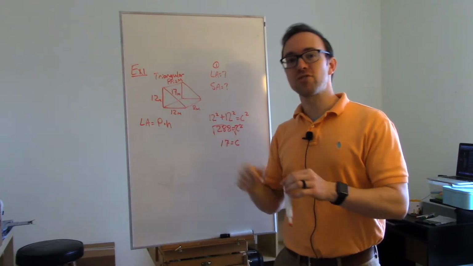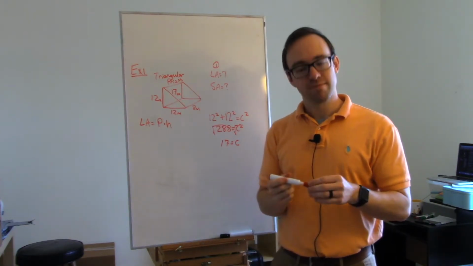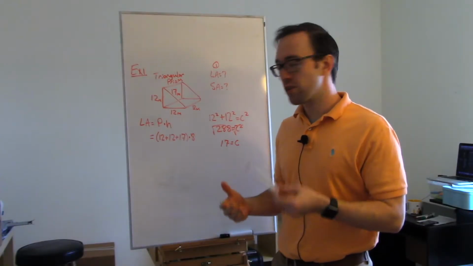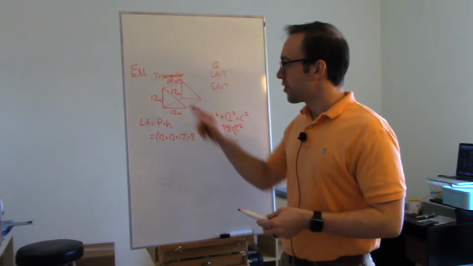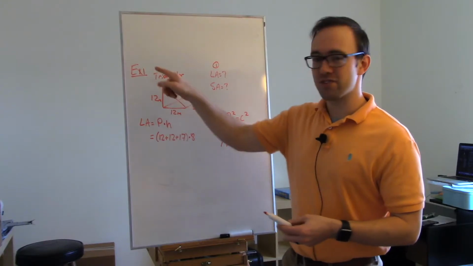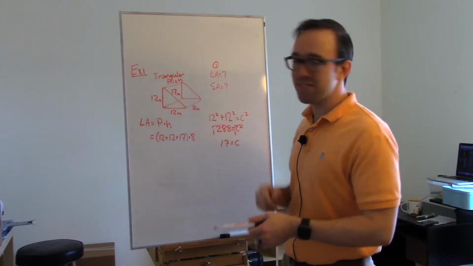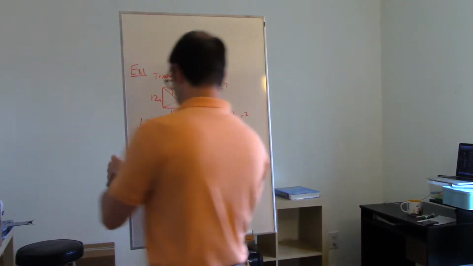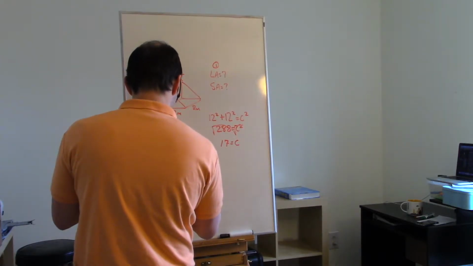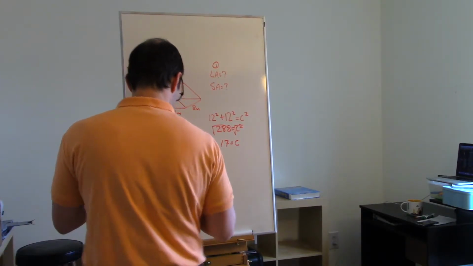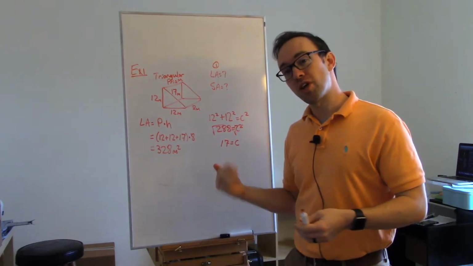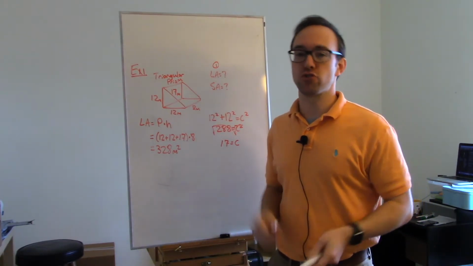So 17 meters is our third side. So for the lateral area, the perimeter times the height. The perimeter is 12 plus 17 times the height of 8, which, when you plug it in, is simply 328 meters squared.